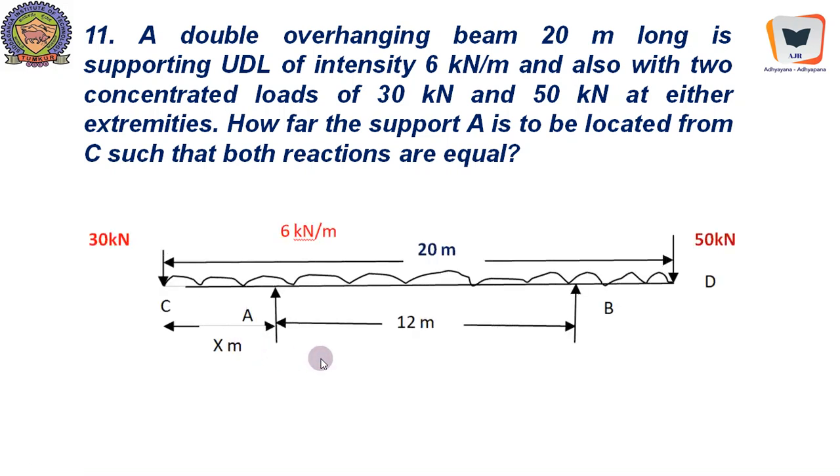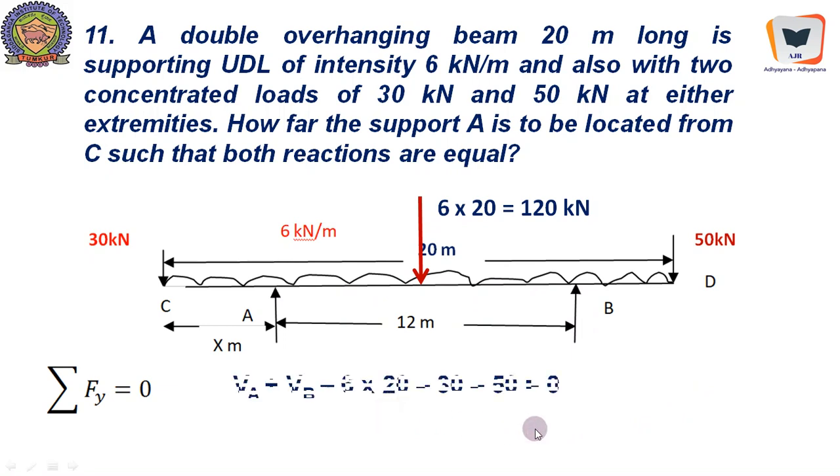Now a double overhanging beam 20 meter in span supporting UDL intensity of 6 kilonewton per meter, and also with two concentrated loads of 30 kilonewton here and 50 kilonewton here at either extremities. How far the support A is to be located? Support A is to be located from C, from here, such that both the reactions are equal. Now it is given RA equal to RB, and this is the equivalent concentrated load, 6 into 20 meter span, 120 kilonewton. It will be acting exactly at 6 meters from this support or 6 meters from that support.